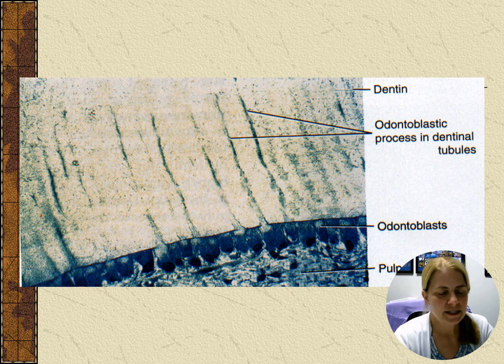In this picture, you can see the pulp at the bottom, and then the odontoblasts, which are our dentin-forming cells, and then the odontoblastic processes, which are in the dentin tubules, and they do not extend all the way in most cases from the DEJ, DCJ to the pulp.